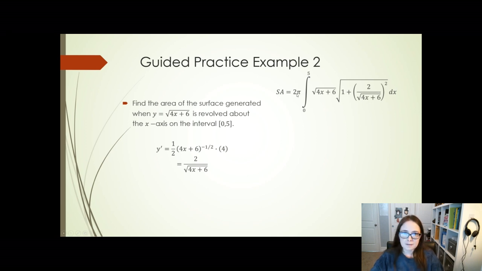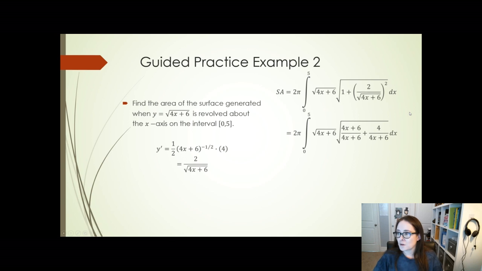So the 2 pi is a constant, so I can just pull it out in front of the integral. I've got my limits of integration from 0 to 5. And then following the formula, there's the function out front, and then 1 plus the derivative squared inside of the square root. So I'm going to simplify inside of the square root to start.